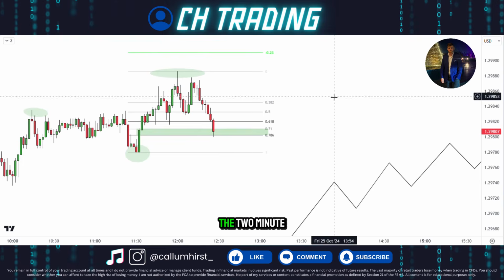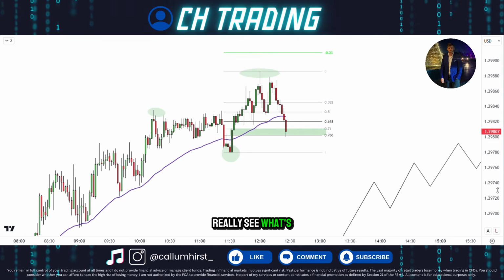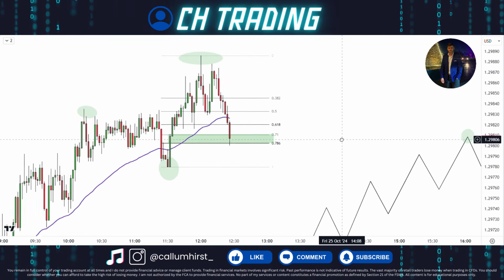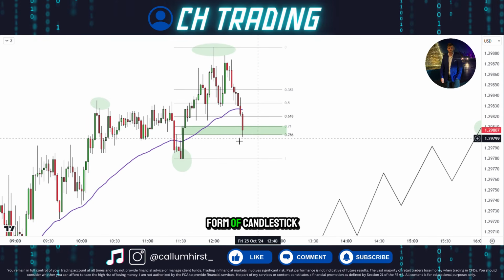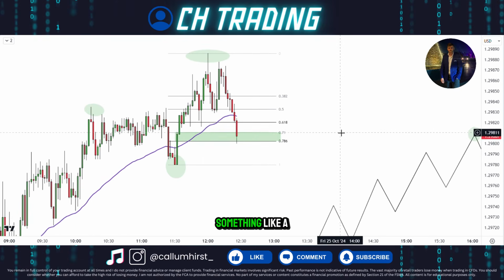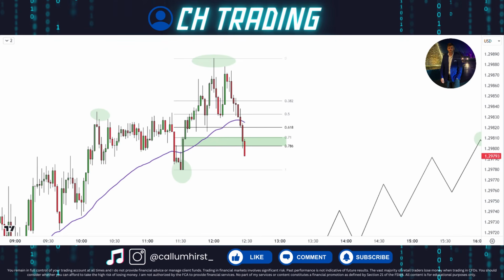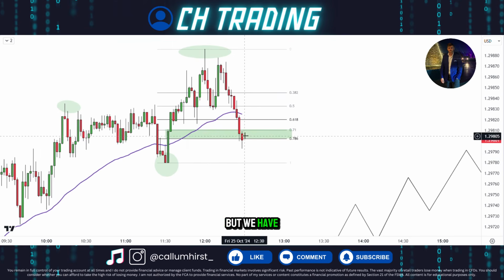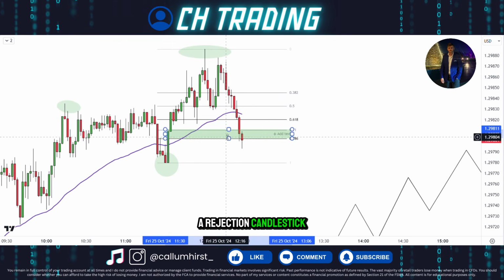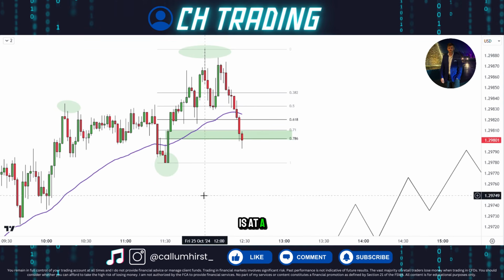So I'm going to go back on the 2 minute so I can really see what's happening on the candles, and I'm going to wait for some form of candlestick rejection here, right? Something like a hammer, something like a doji, something like a spinning top. Okay, so we've got a hammer candle here, a rejection candlestick within our zone, and this is at a pretty good level.